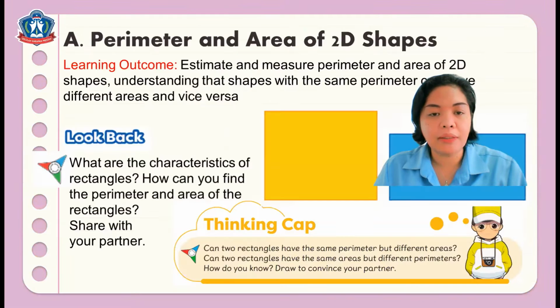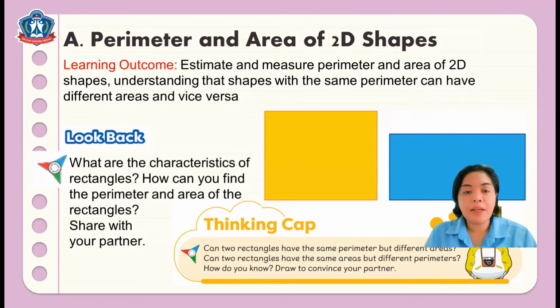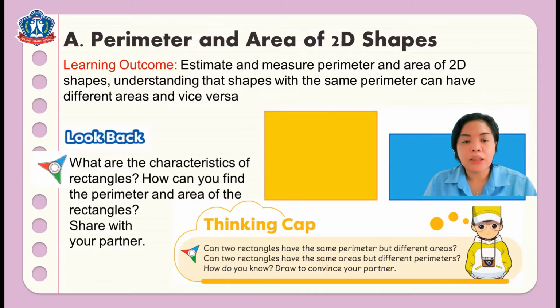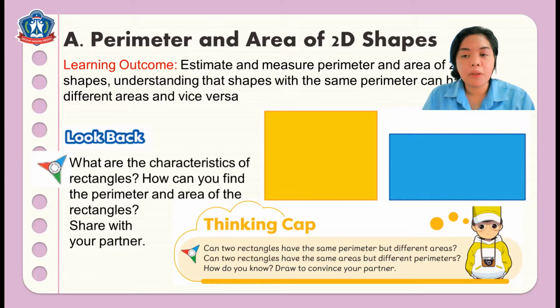Okay, P5, let's start. The learning outcome for this lesson is to estimate and measure perimeter and area of 2D shapes. Understanding that shapes with the same perimeter can have different areas and vice versa. So look at here, I have here 2 rectangles. We have the yellow and the blue rectangles. Now, what are the characteristics of rectangles? Rectangles have 2 sides that are equal and another 2 sides are equal. It's not like a square that the sides are all equal.